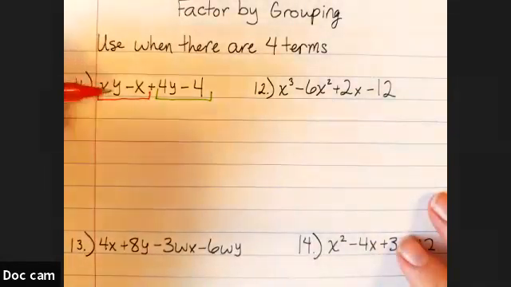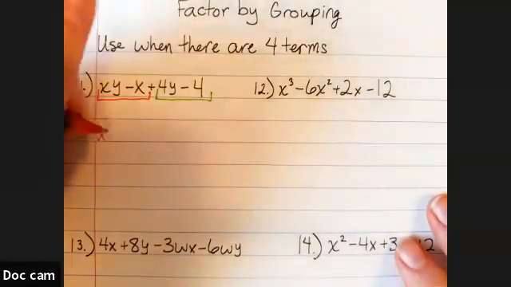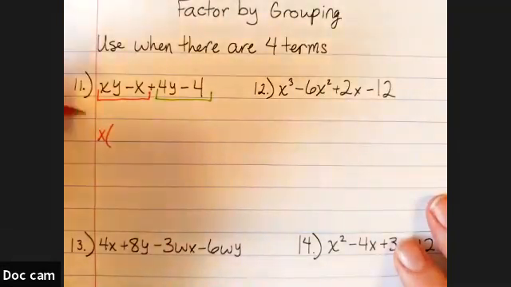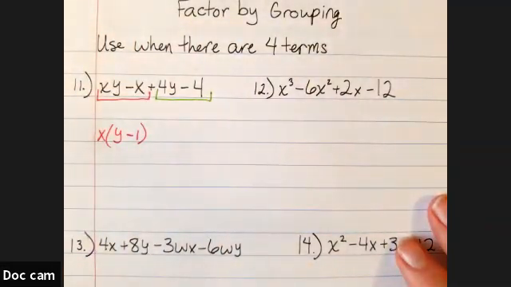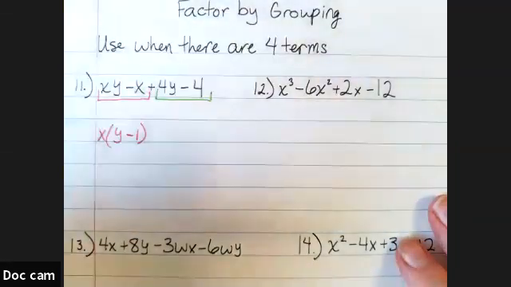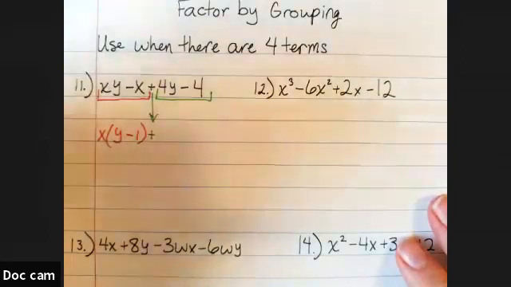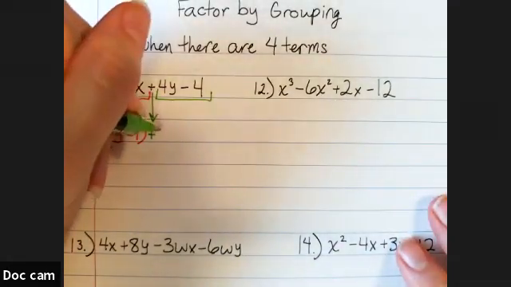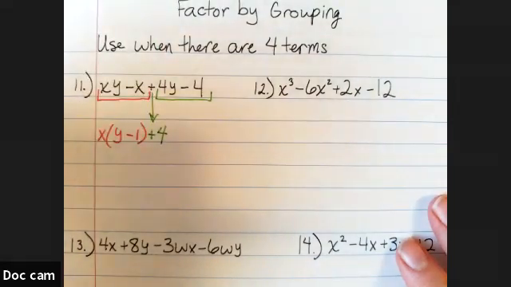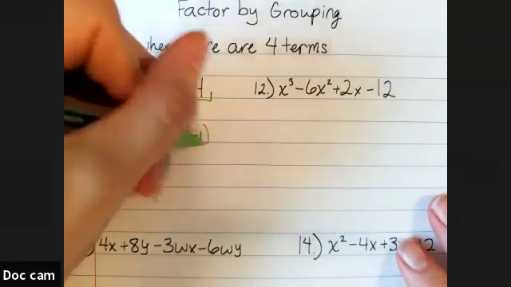So from the first group, the GCF would be x. And when you factor that x out, it's going to leave you with y minus 1. And then bring that plus sign down. And on the second group, you're going to factor out the 4. And then when you do that, it's also going to leave you with y minus 1.